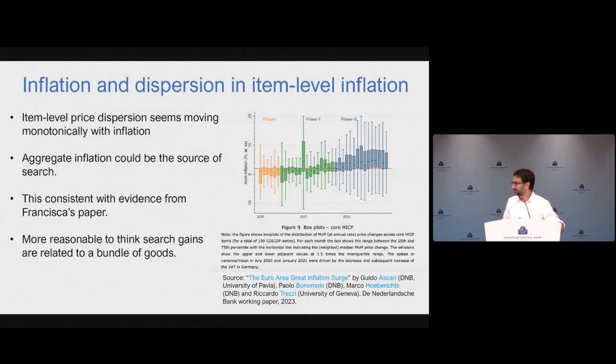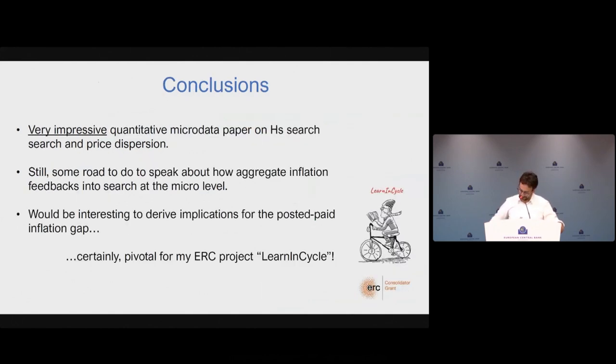Okay, so my recollection of the paper, I think this is a fantastic paper. It's really very interesting for me, so I can never thank enough for putting me in here. I think it's a fantastic quantitative microdata paper. What I still don't see very well is how aggregate inflation can feed back, especially given that people search for a bundle of goods, and don't search for each item separately. And so I think this is maybe the margin of improvement for the research. Thanks. Sorry for taking long.